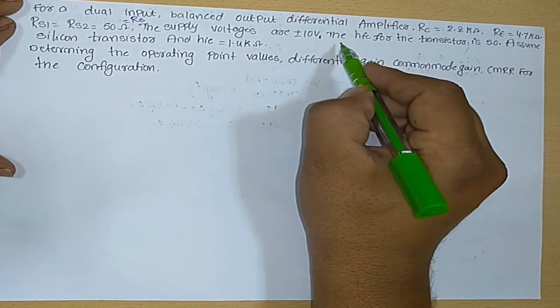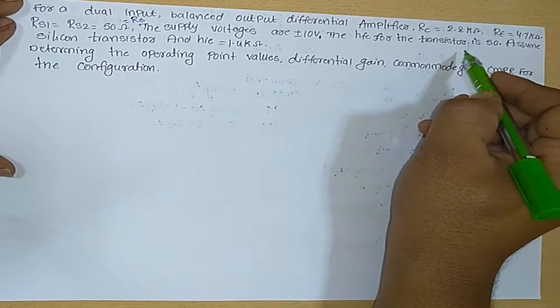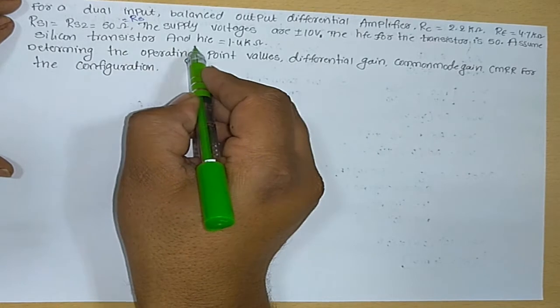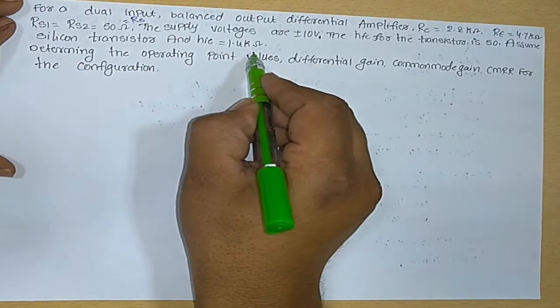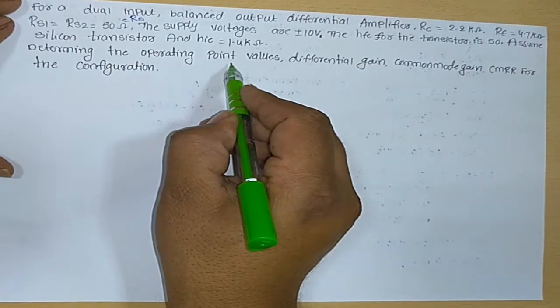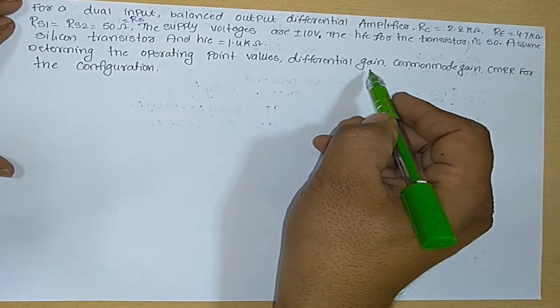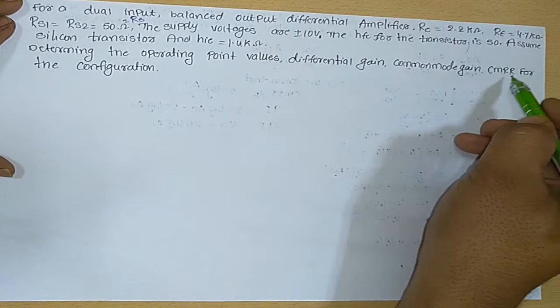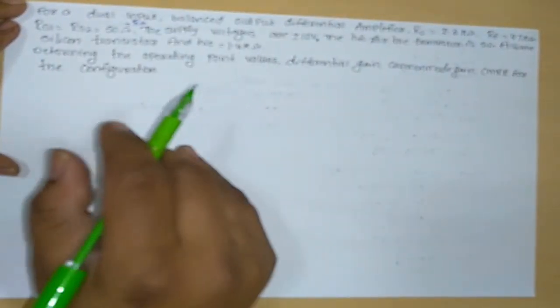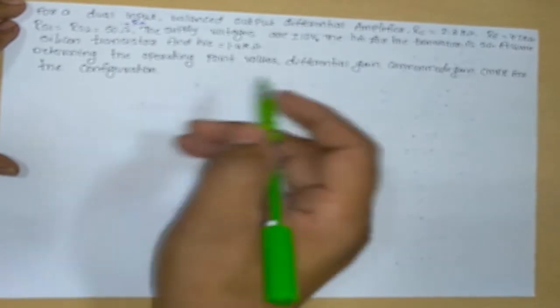Okay, the HFE for the transistor is 50. Assume silicon transistor and HIE equal to 1.4 kilo ohms. Determine the operating point values, differential gain, common mode gain, and CMRR for the configuration. In this problem, first of all we note down the given data.